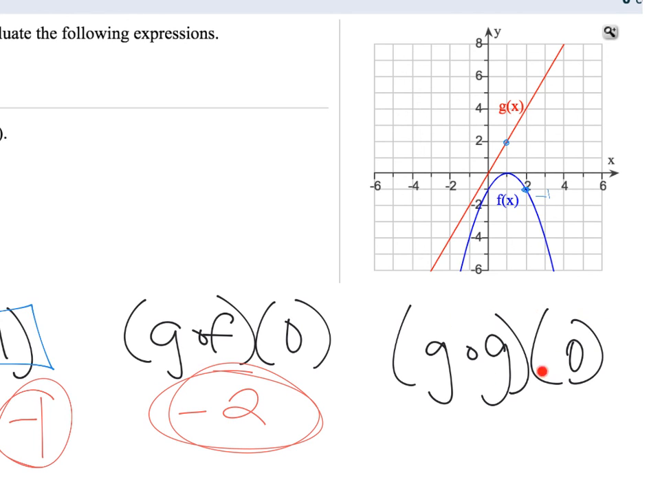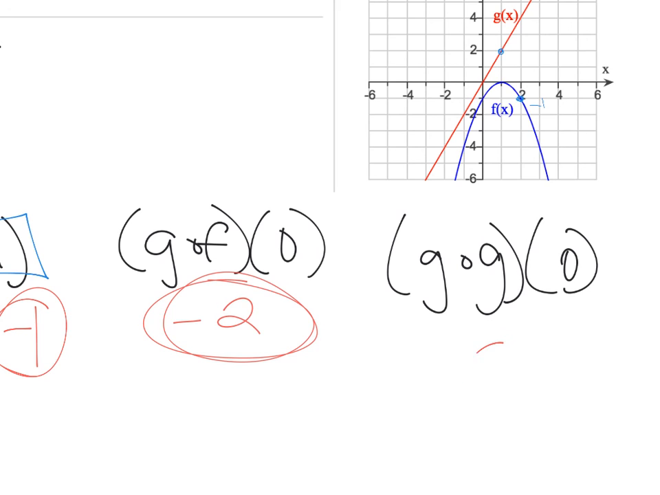And lastly, take 0, put it in g, get your answer, and put it into g again. Take 0, put it in g, which gives us 0. Then we take that 0 and put it into g again, and that gives us 0 again. So the answer is 0. And that wraps up this video.